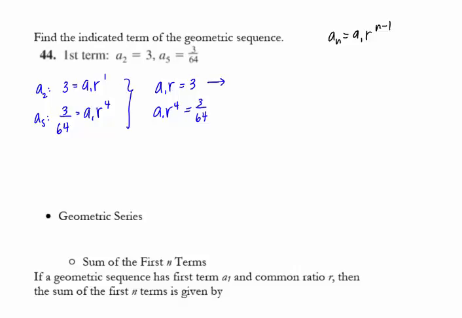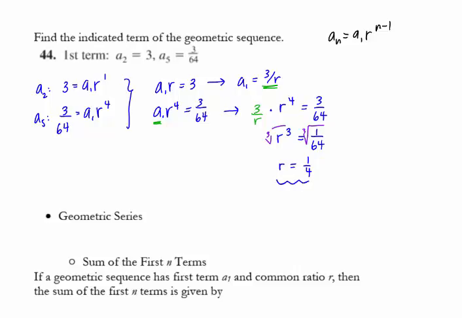Solve the first equation for a1. a1 is 3 over r. Substitute this in the second equation. So equation 2 becomes a1, which is 3 over r, times r to the fourth equals 3 over 64. Simplify this, r cubed on the left equals 1/64. You can take the cube root of both sides to undo the cube and find that r is 1/4.